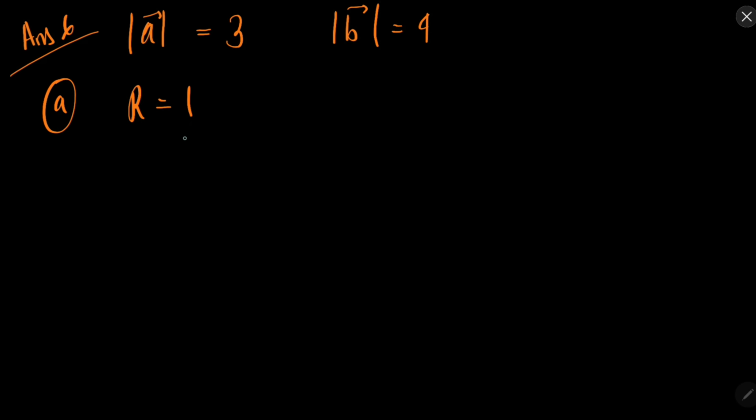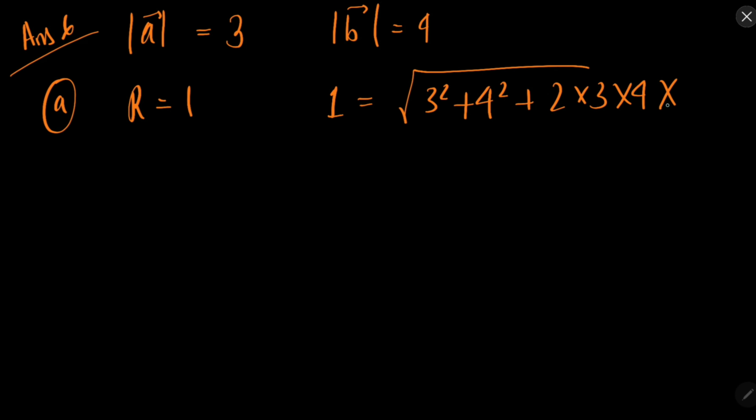So here the resultant is given in the question itself. So let's try to write the given quantities first. A is 3, B is 4. So the first part is, what if the resultant is 1? This is quite simple. 1 equals root of 3 square plus 4 square plus 2 into 3 into 4 into cos theta. We have to find theta here. After simplifying this, you will find that theta is equal to 180 degrees.